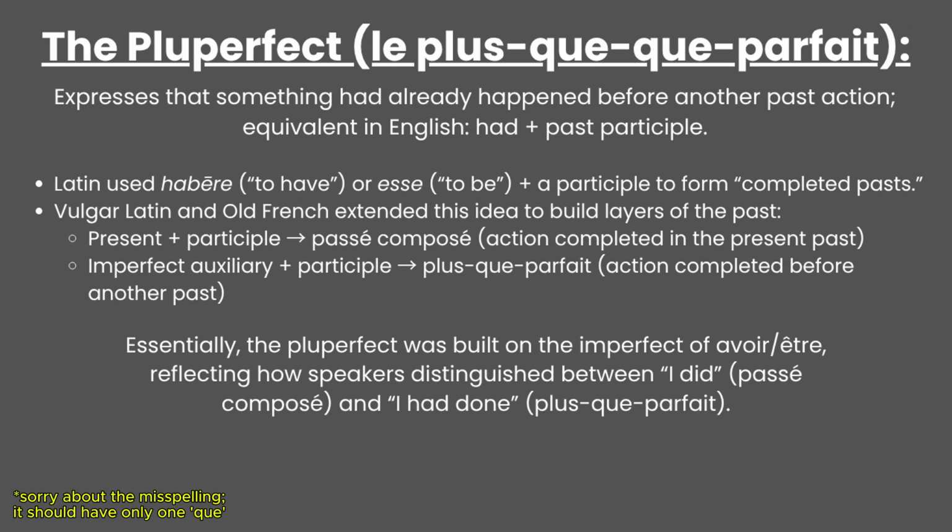Essentially, the tense was built on the imperfect of the auxiliaries, which reflects how speakers distinguish I did from I had done. So, the compound past is for complete actions, and the pluperfect is for the past of the past, which is needed for logical sequences in narrations, known in French as le plus-que-parfait.